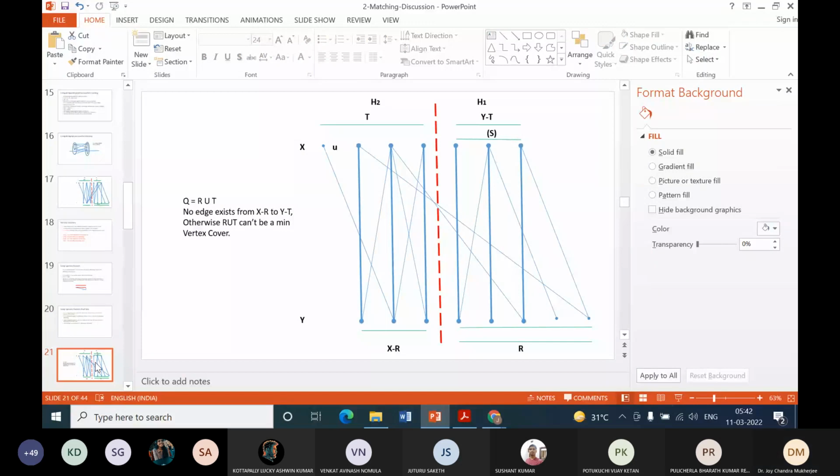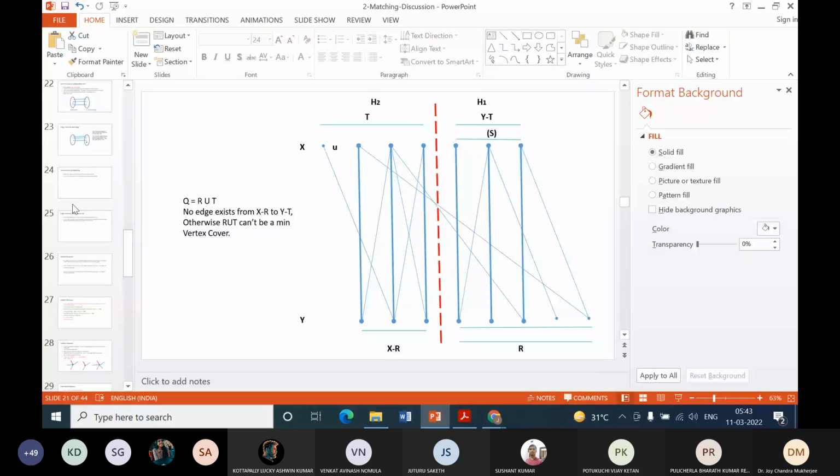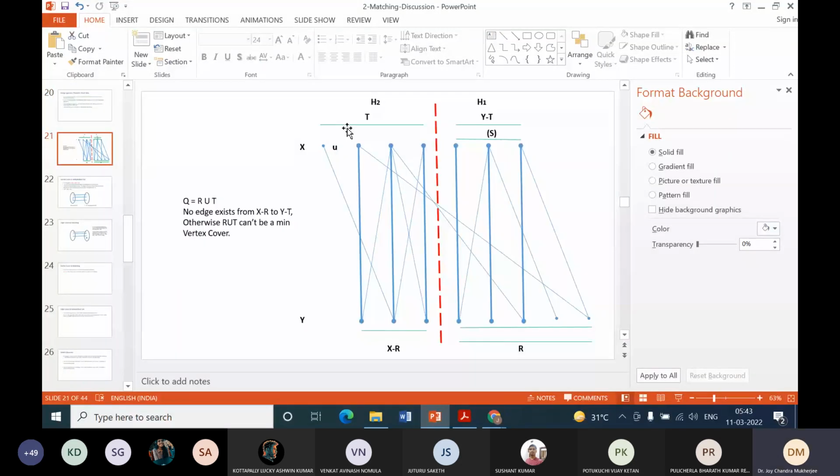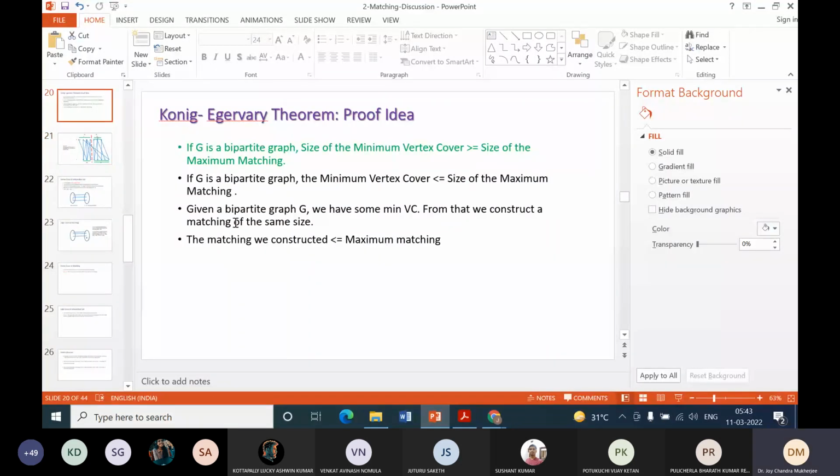Okay. So मैं कुछ लिखा हूँ नहीं तो मुझे लिखना पड़ेगा फिर. कुछ लिखा नहीं है. Okay. So how to prove it? So abhi the task that remains with us is how we construct a matching of size equal to the minimum vertex cover.